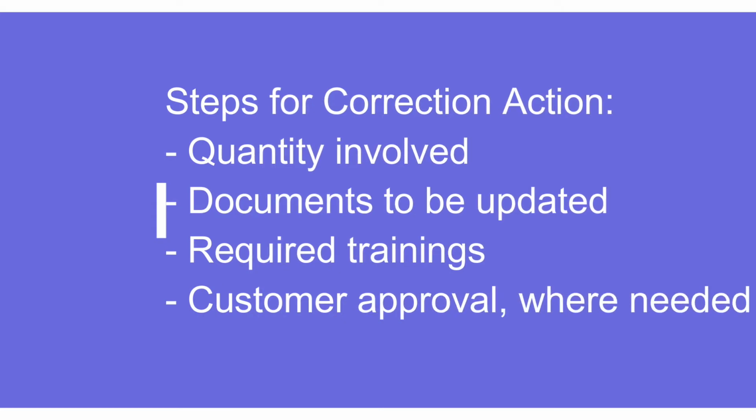Then we also need to see what are the different kinds of documents that need to be reviewed. It may start from the process flow chart, then FMEA, control plan, work instruction, and there could be many different kinds of documents which need to be reviewed and updated based on that. Then it's also important that whenever we are taking action, we may need to impart training, maybe to the operator, maybe to the supervisor, or it could be the suppliers also. So wherever the training is required, maybe on-job training or a classroom training, we need to identify that.